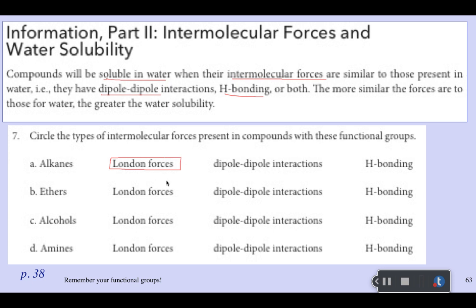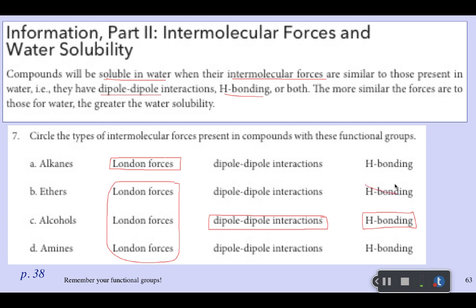Oh, by the way, are there any compounds that don't have London forces? If you remember carefully, they all have London forces. Okay, so that's what they all have in common. The alcohols we talked about already. Let's go back to that one in this list. And they are the ones that have hydrogen bonding, and that gives them much higher boiling points and better water solubility. If you ever have hydrogen bonding, that means there are also dipole-dipole interactions present.